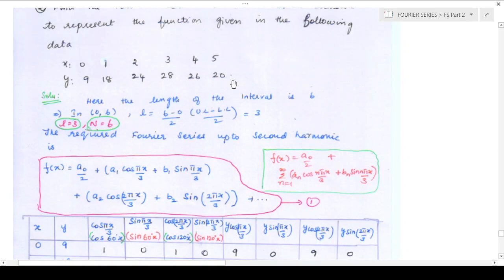So when here it is from 0 to 6, L is 3. Your Fourier series will be like this: a naught by 2 plus summation n equal to 1 to infinity a n cos n pi x by 3, L is 3, isn't it? Plus bn sin n pi x by, again L is 3. In this put n equal to 1. You write here a naught by 2 plus, right? Of course, plus. Again put n equal to 2. You write this. It is up to second harmonic, children, plus so on.